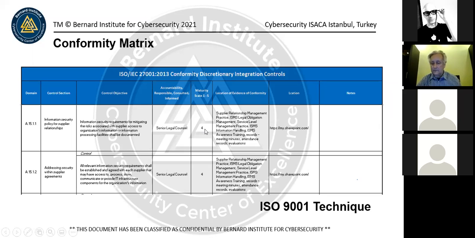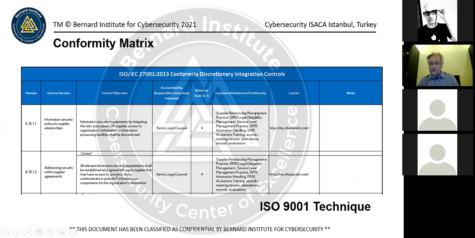Level 4, maturity. So if you know the maturity scale: initial 1, ad hoc 2, documented 3, number 4 is managed. That means there's some kind of a management process. They're doing a review of the process to make sure it's working. They have some kind of metrics in place, right? So some of the pieces of evidence that you would look at to validate that are listed here.